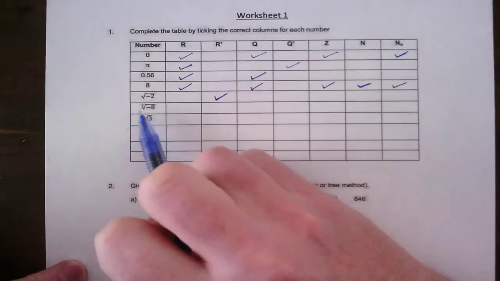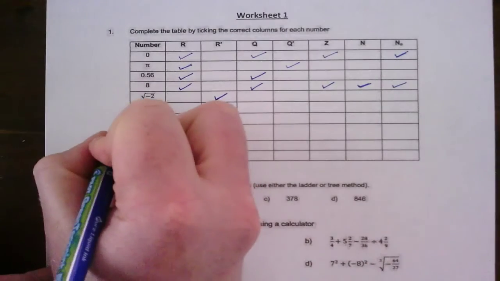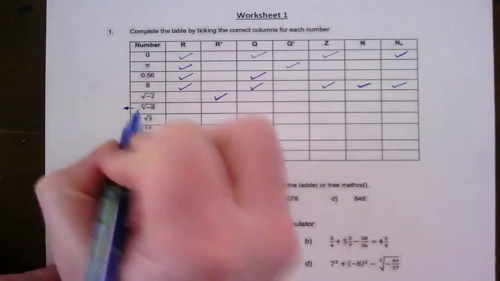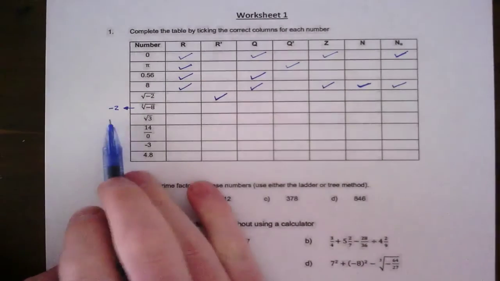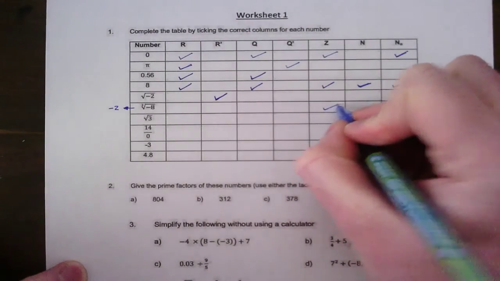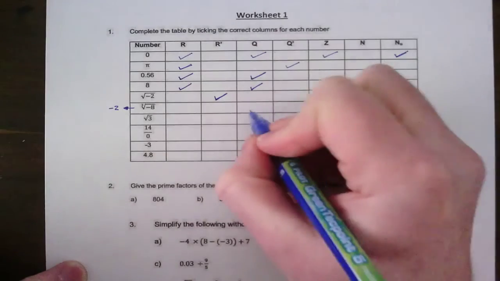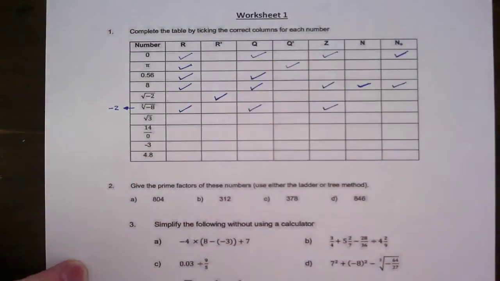Next up, we've got the cube root of -8. Now the cube root of -8, we can actually find it would be -2. And so we can see that the cube root of -8, which is actually -2, is of course an integer. It would be rational, and it is real. Okay.